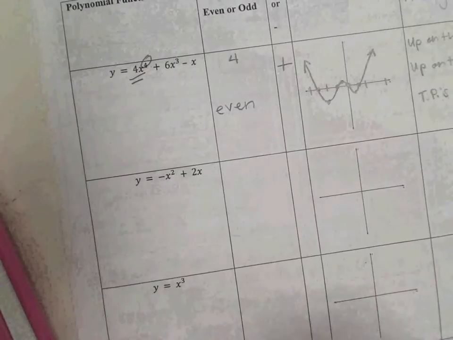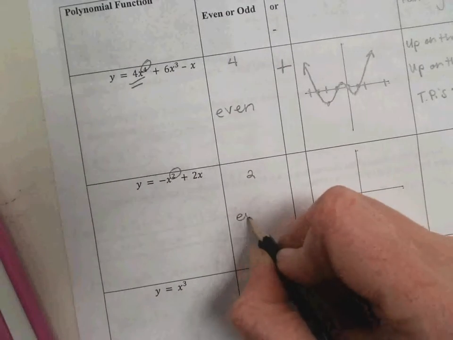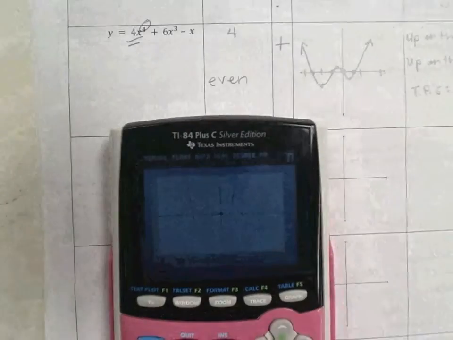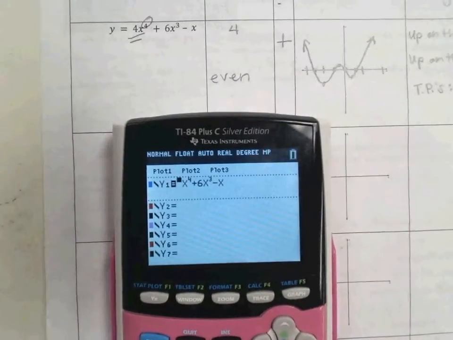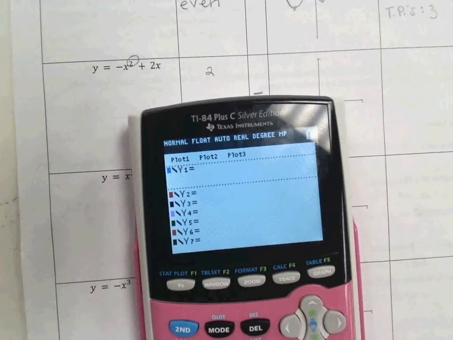Next one, degree is 2. That is even, and it is negative. Graphing that in our graphing calculator. You want to pull out your graphing calculator again, practice plugging that into y equals. Negative x squared plus 2x.